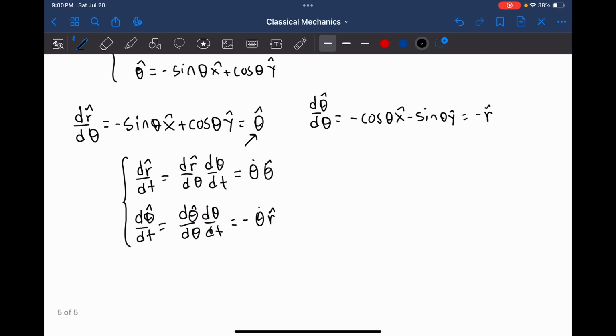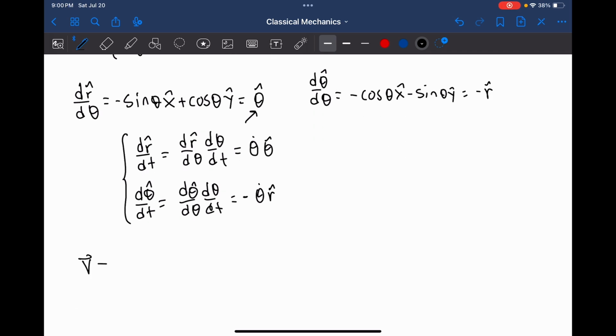Cool. Now, we want to figure out what the velocity is, and this is the derivative of OP with respect to time. But we know this is the time derivative of r times r hat, assuming we're working in 2D polar coordinates and not cylindrical.